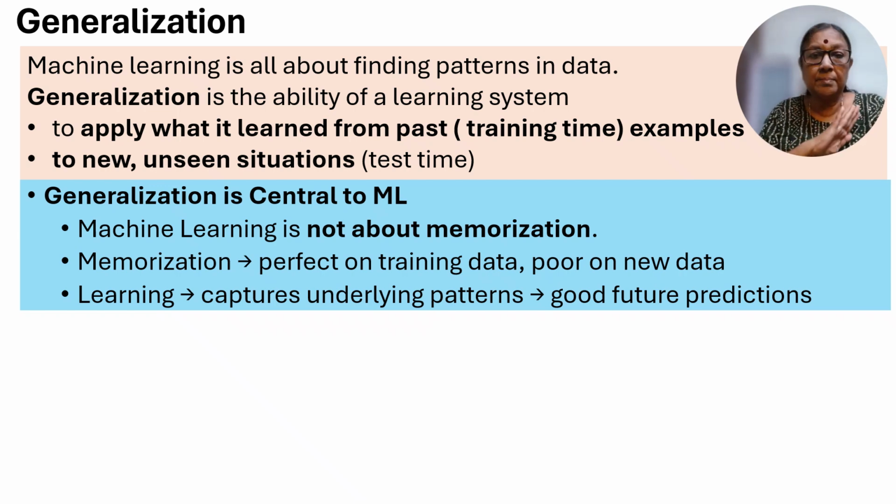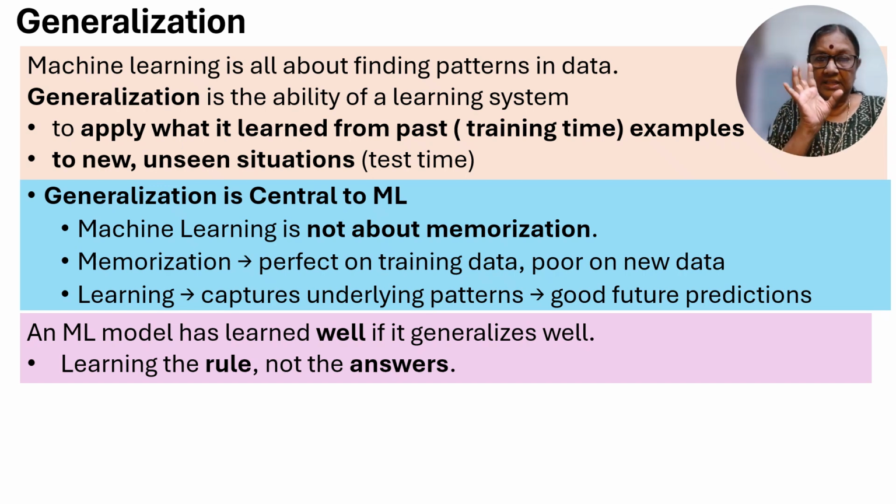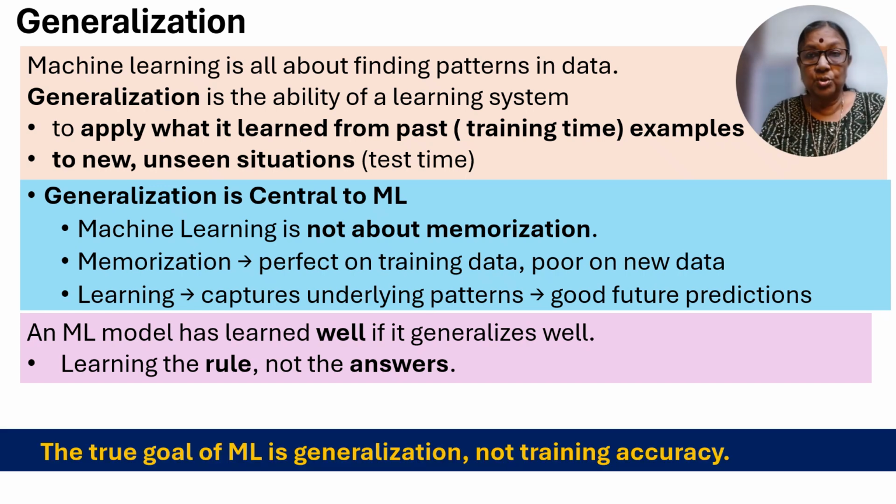So machine learning is not about memorization. Memorization works perfectly on training data, but it will not work well on new data. Learning, capturing underlying patterns, will give rise to good future predictions. So if a machine learning model has learned well, it means it generalizes well. It is learning the rule, not learning to memorize. So the true goal of machine learning is generalization, not training accuracy.